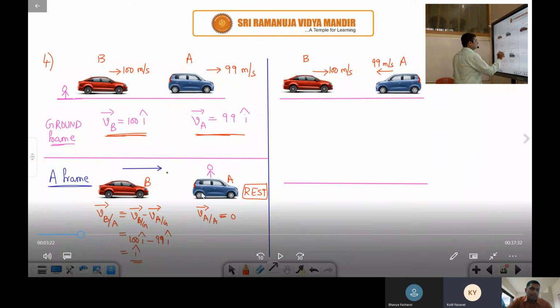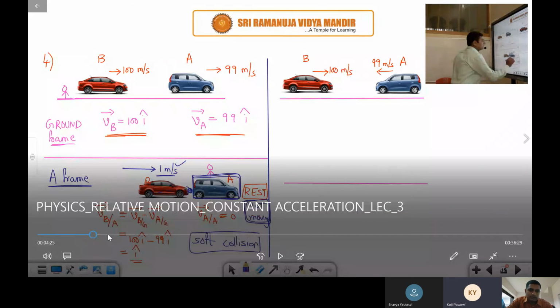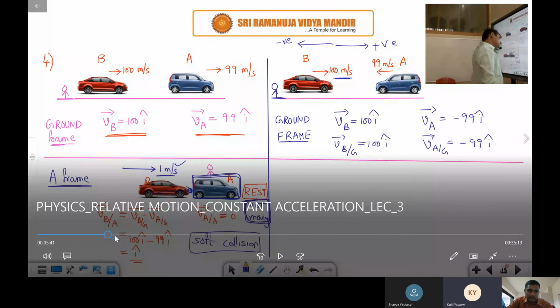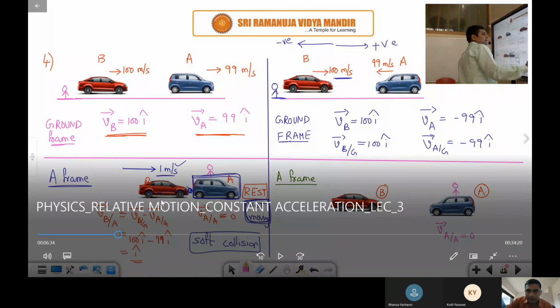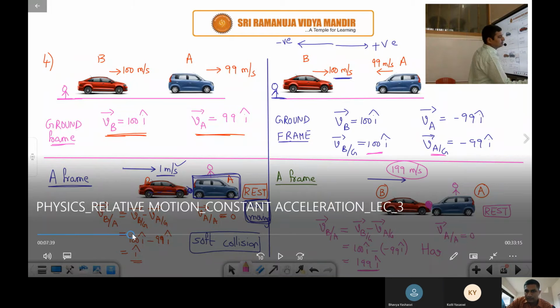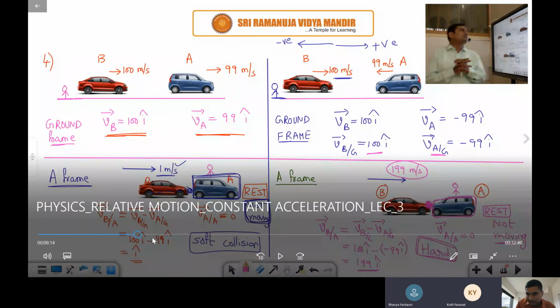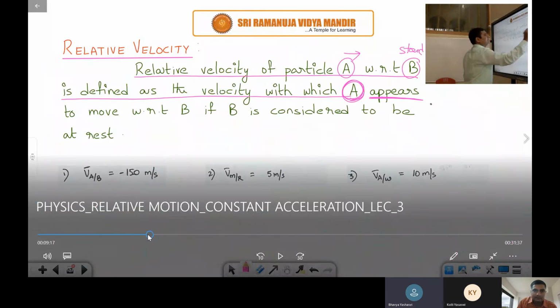Second case, sir, the homework problem. Correct. In the second case also, the first step is to write from the ground frame. The next is solving from the A frame. If you solve from the A frame, A is at rest. What is the velocity with which B is moving? 199 meters per second, correct. That means it is a very hard collision. Correct or not? Yes, sir.